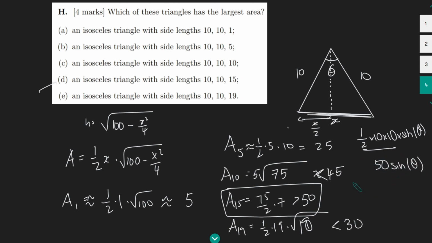So if we're trying to make this as big as possible, we want sine of theta to be as big as possible. And that means that we need theta to be as close to 90 degrees as possible. It's not too difficult to convince yourself that the final side length being 15 would be the one that corresponds to theta being as close to 90 degrees as possible with these 5 options here.